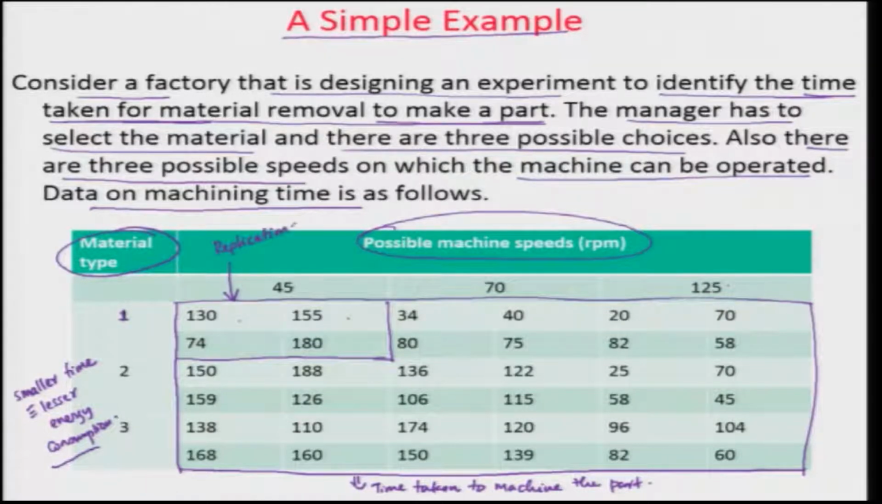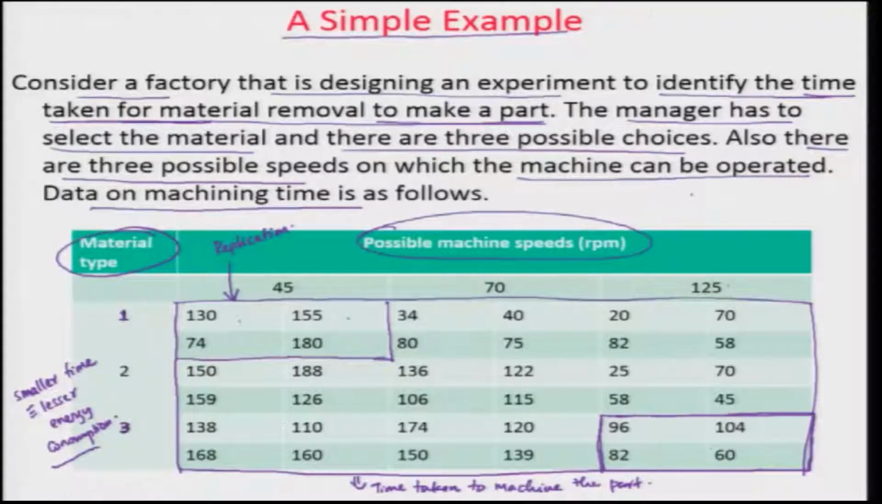So, you made 4 different test pieces of material 1 and used it in the machine at 45 RPM and measured the machining time. Okay. Then similarly, in this particular box, you can see that this is another replication, where you used material 3. Material 3 was used and the RPM is 125, and at that you tested 4 pieces and recorded the machining time. So, this kind of a data table is what you create.